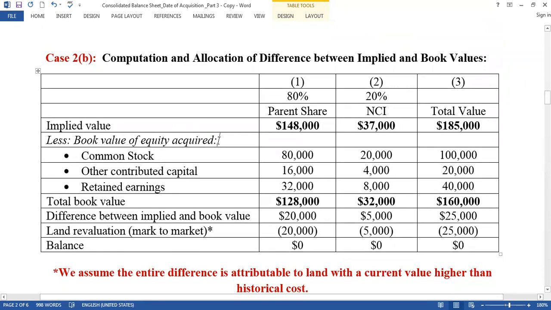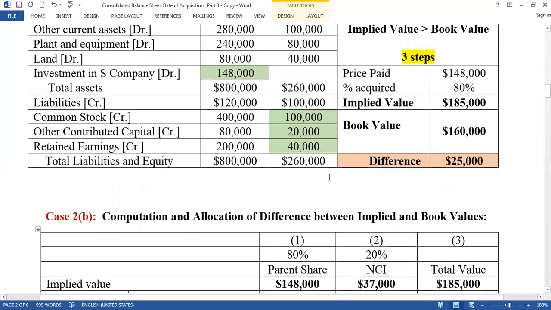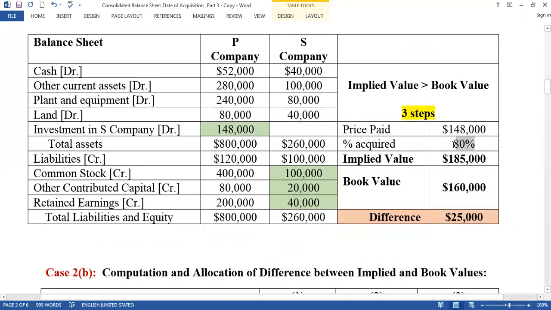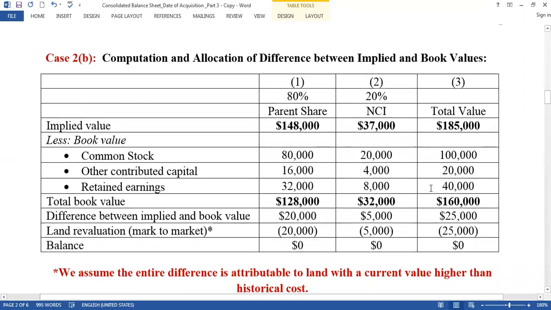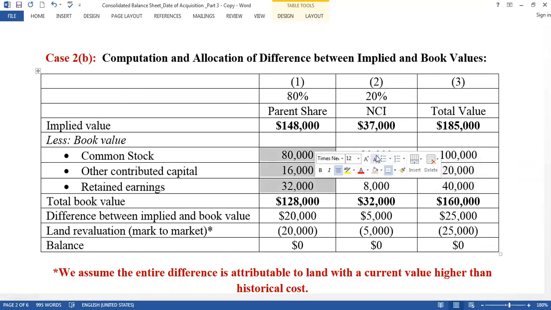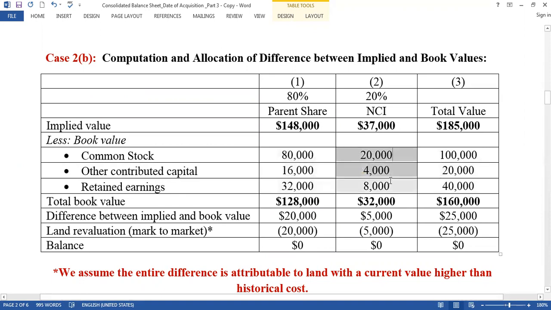Now we are going to allocate the book value, because you buy 80% of market price. That means you also buy 80% of the book value. So this is the book value: $100,000, $20,000, and $40,000. $120,000 and $40,000. This is the book value. We are going to allocate 80% to the parent and 20% to the subsidiary.